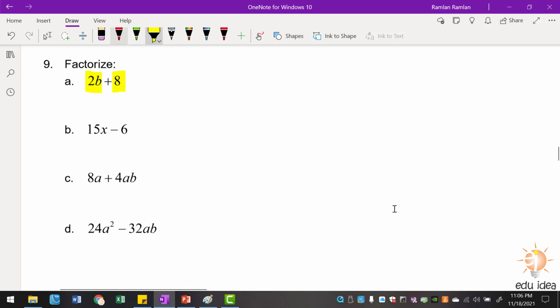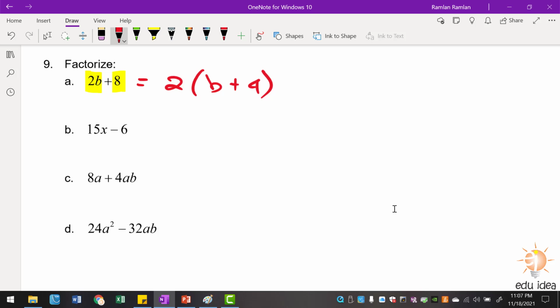Now let's find the common factor of those 2 terms. 2b and 8, both are divisible by 2, right? So you get 2, and then after that you divide both of these 2 terms by 2, right? Because you're taking out 2's. So you get 2b divided by 2, you get just b, right? And then that 8 divided by 2 is just 4. Then don't forget to write down plus 4, right?